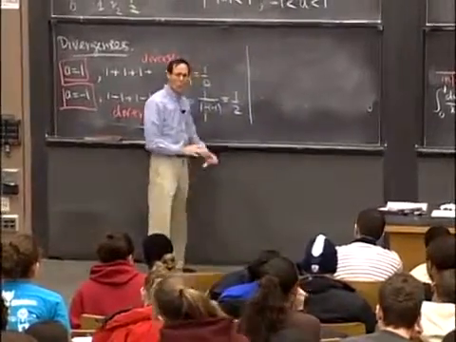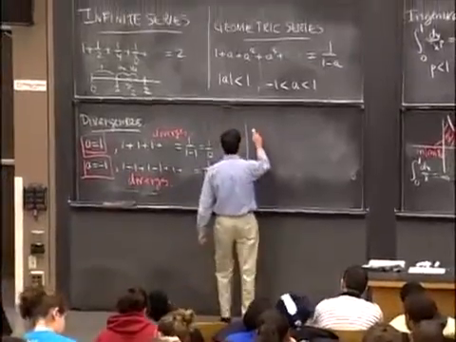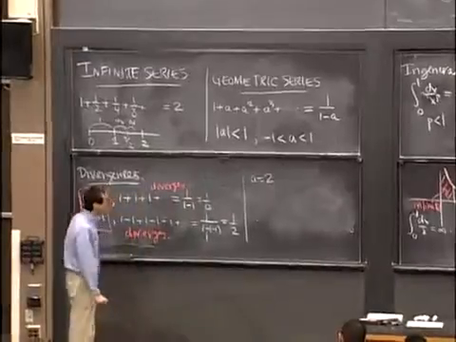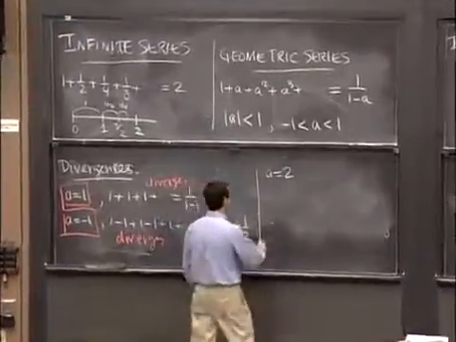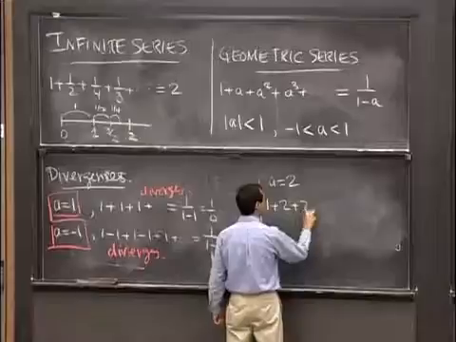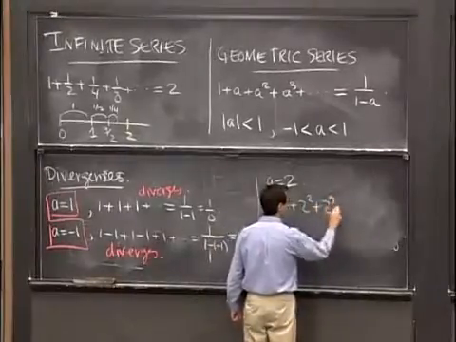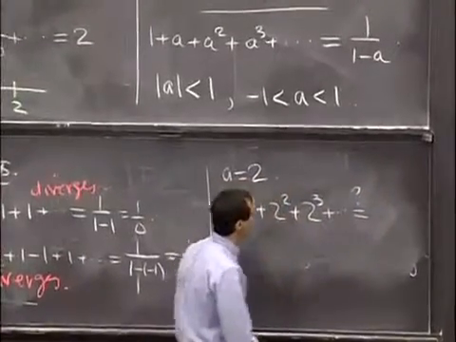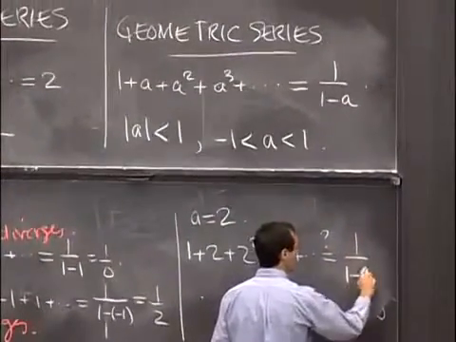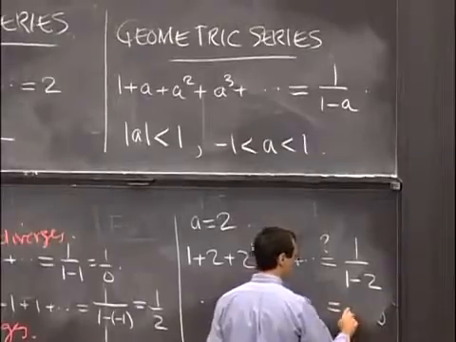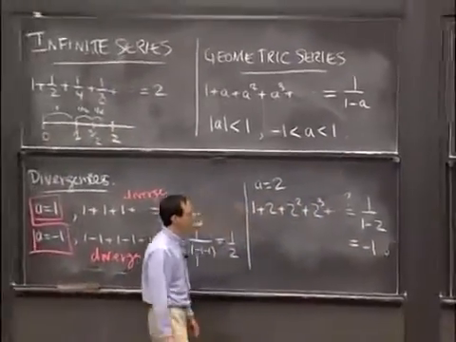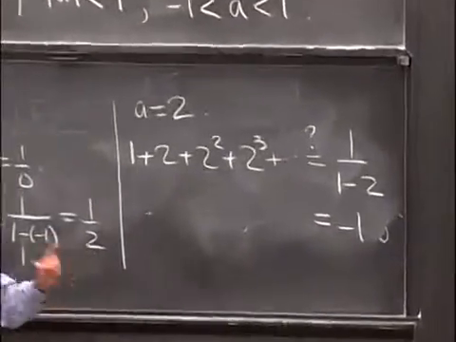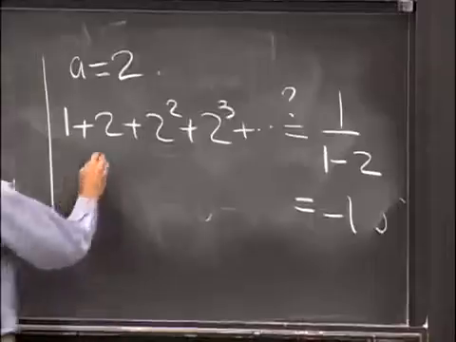I'm going to add one more case just to see that mathematicians are slightly curious about what goes on in other cases. So this is 1 plus 2 squared plus 2 to the cube plus, etc. And that should be equal to, according to this formula, 1 over 1 minus 2, which is negative 1. Now this one is clearly wrong. This one is totally wrong.